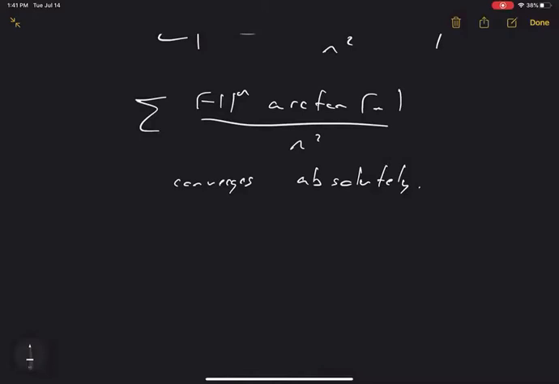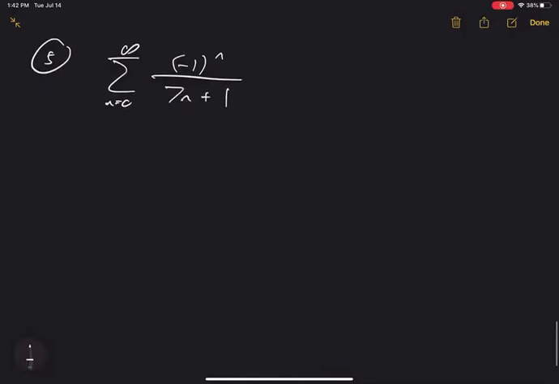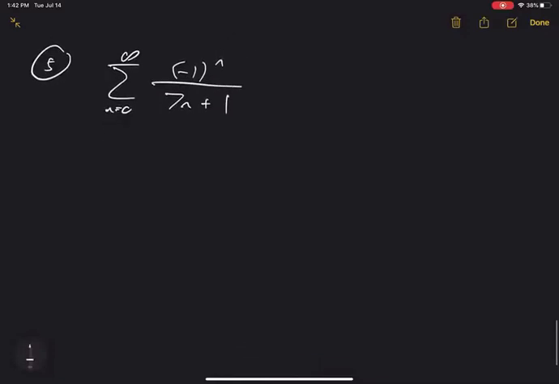Five looks like it's going to be probably, okay, 5 would be a good one to do. Let's do 5. This is from the homework now. Okay, so I'm asked to determine whether this is absolutely convergent, conditionally convergent, or divergent. Okay, so let's see, it's an alternating series, so maybe the series converges, but we want to figure out if it converges absolutely or conditionally.